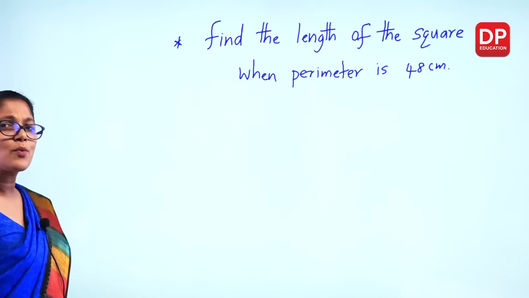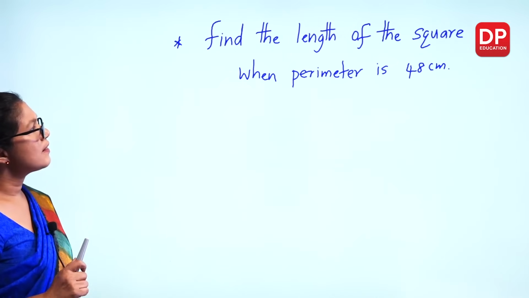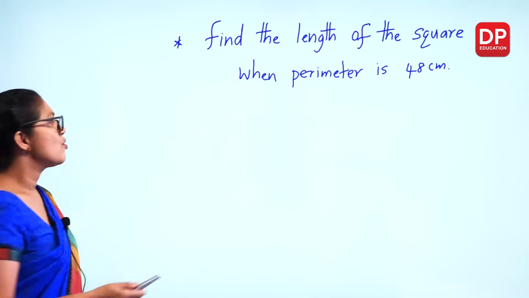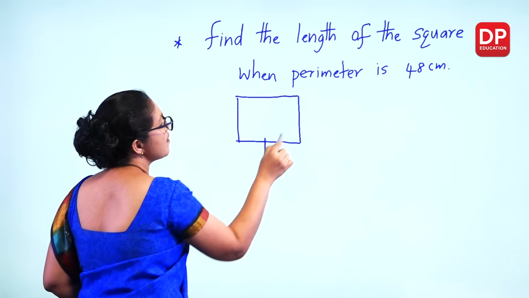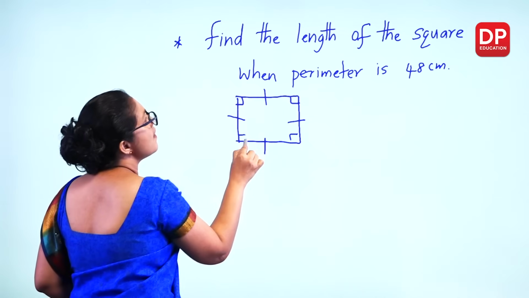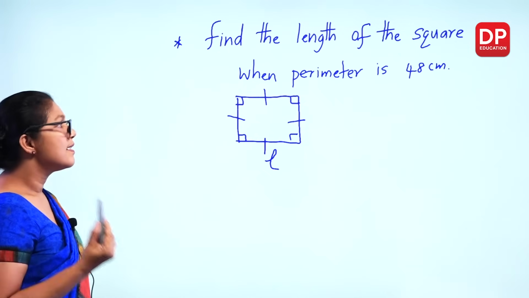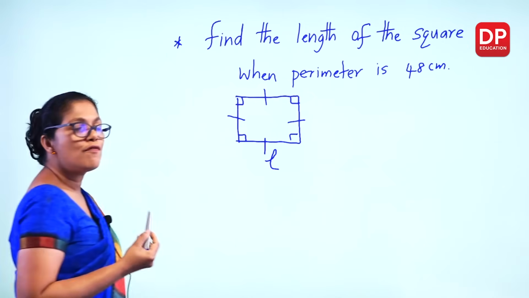Now we'll take this question. So here it's given, find the length of the square when the perimeter is given as 48. So it's mentioned this is a square. So we will sketch the diagram. This is a square. And you don't know the side, but the perimeter is given as 48.